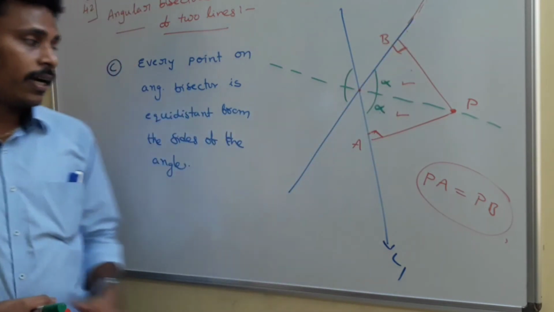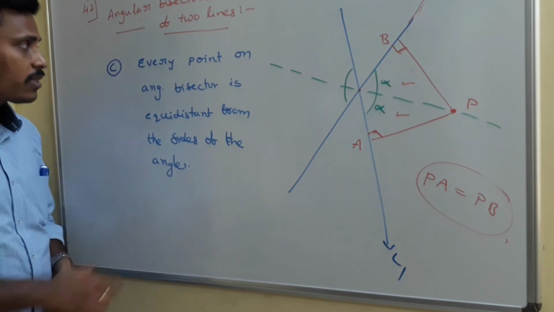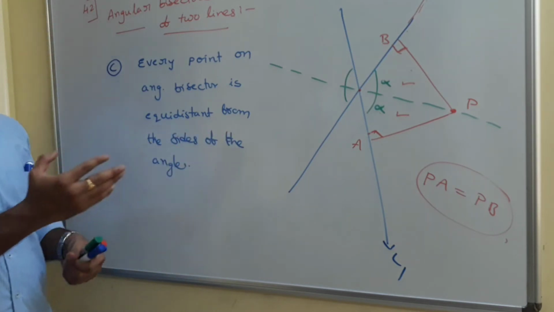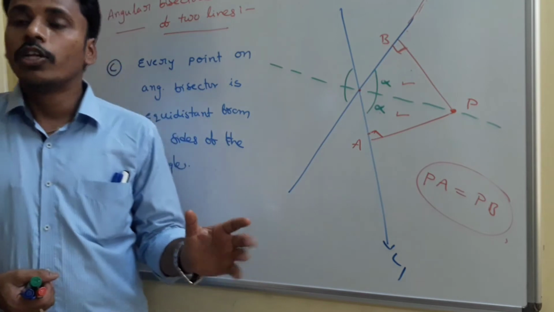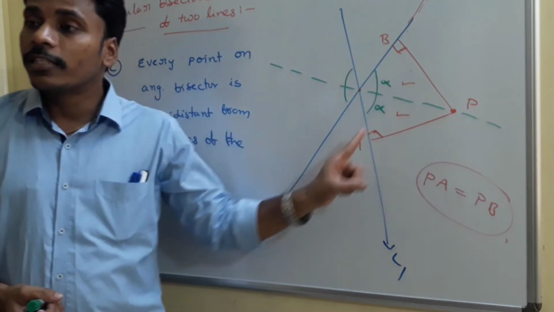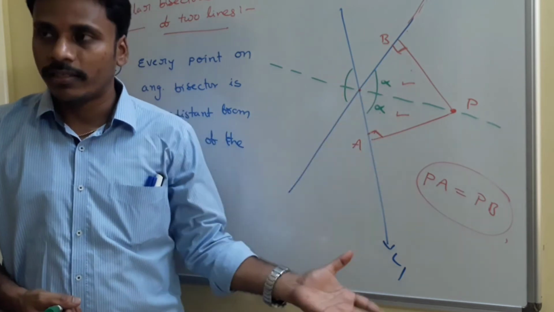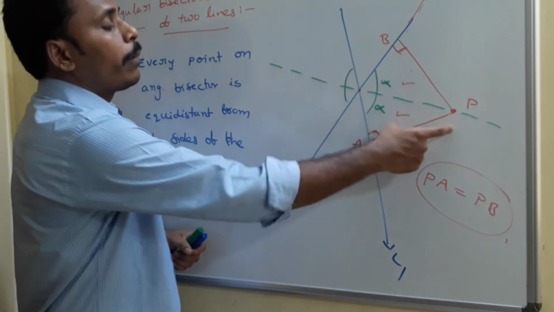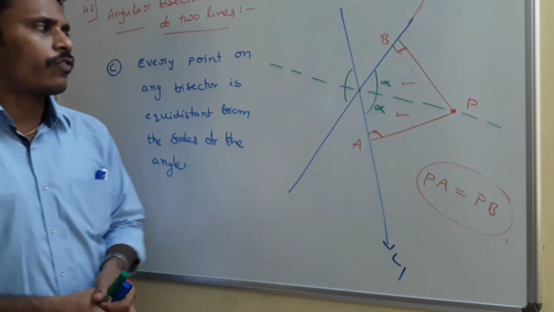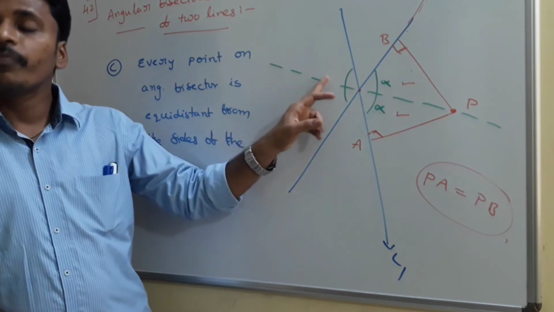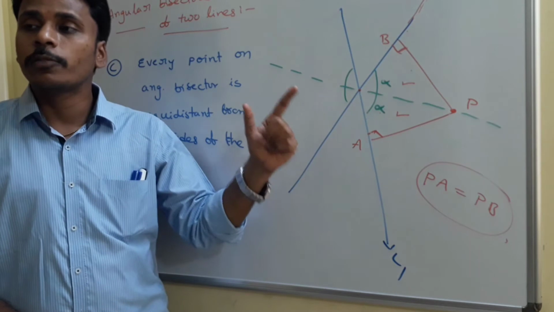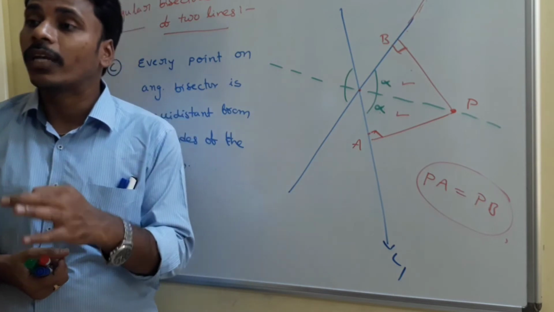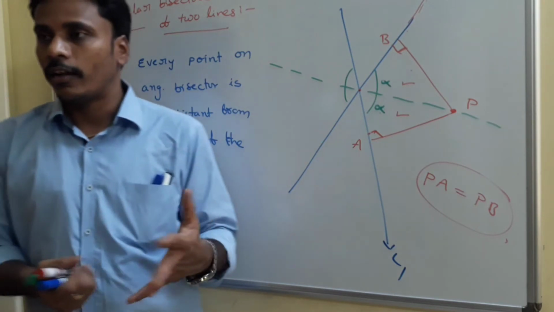Is it clear? See, the third property of angular bisectors is that every point on an angular bisector is equidistant from the sides of the angle, or in particular here from the lines of the angle. So if P is a point on the angular bisector, since PA is equal to PB by ASA congruency, the distances from P to the lines L1 and L2 are equal. What is P actually? P is a point on the line. You may take another point. For different points of the line, this particular property is always true. So at the end we conclude that every point on the angular bisector is equidistant from the lines of the angle, from the sides of the angle.